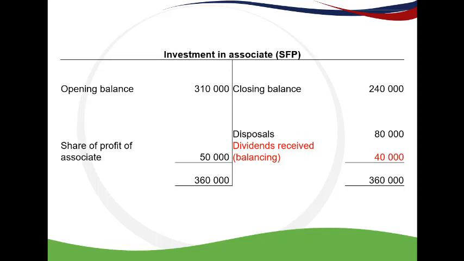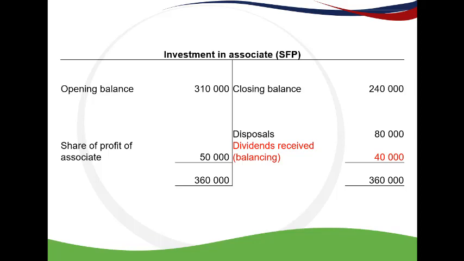Now let's consider the same information. However, this time the scenario states that there was a disposal of an investment in associate and that the carrying amount on date of disposal of this investment amounted to 80,000 rand and no profit or loss was made on the investment. The balancing figure of 40,000 will be the dividends received. The dividends received will be accounted for separately on the face of the statement of cash flows, and the cash proceeds from the sale of the investment will also be disclosed separately on the face.